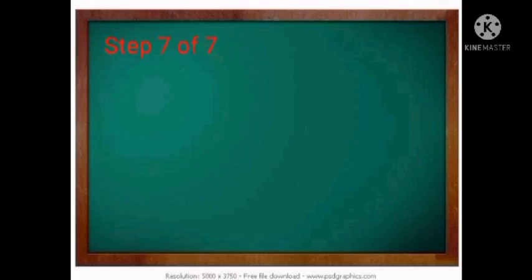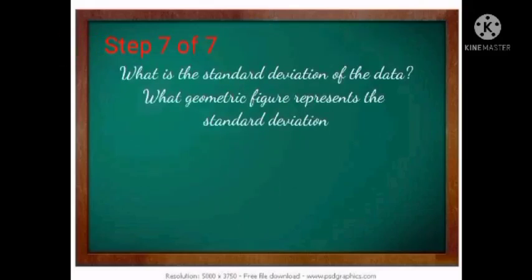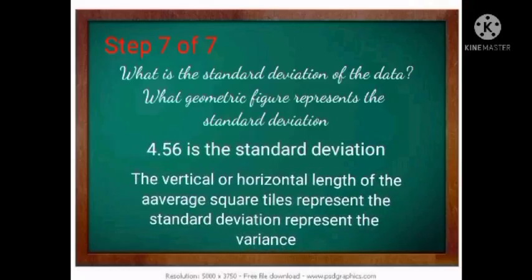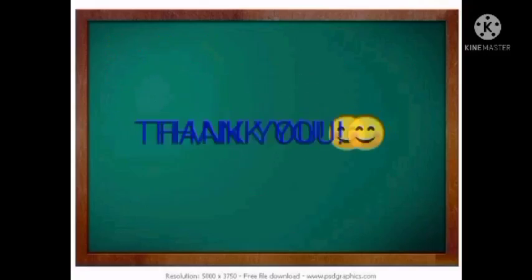Step 7 of 7. What is the standard deviation of the data? What geometric figure represents the standard deviation? The standard deviation of the data is the side length of the average tile, which is the square root of 20.8, or 4.56. The vertical length or horizontal length of the average square tile represents the standard deviation, while its area represents the variance. Thank you.